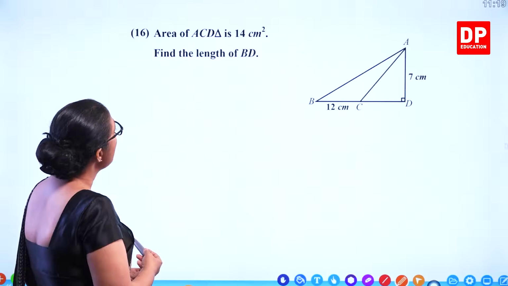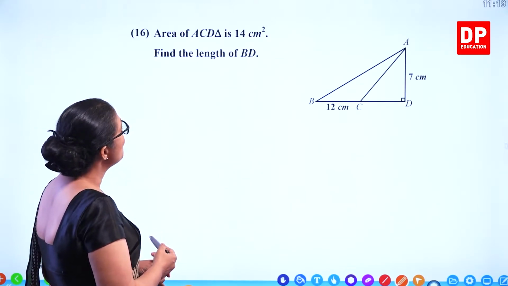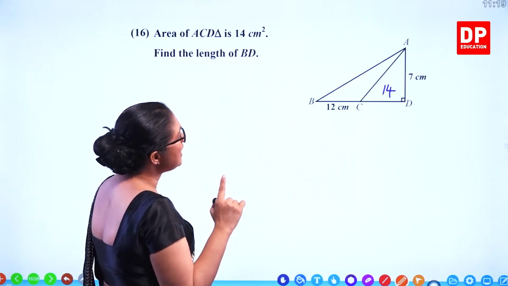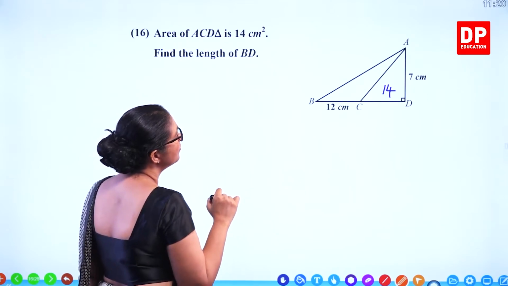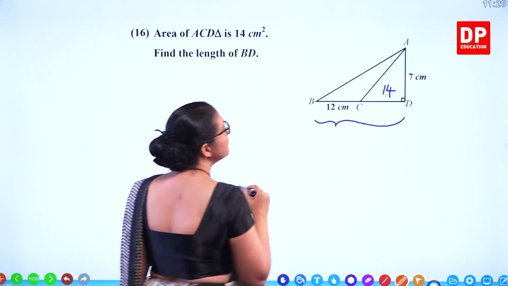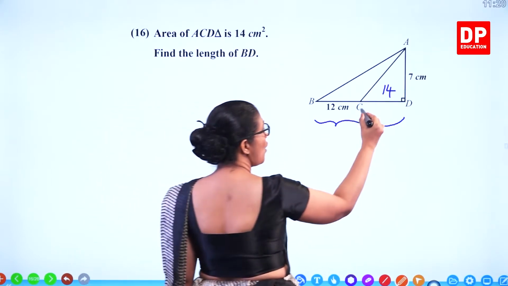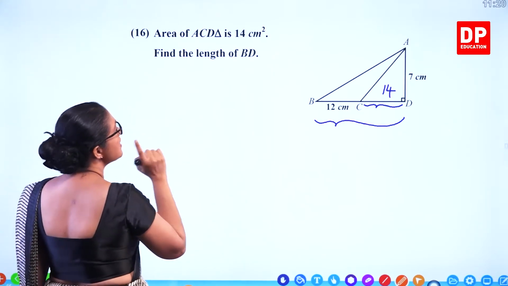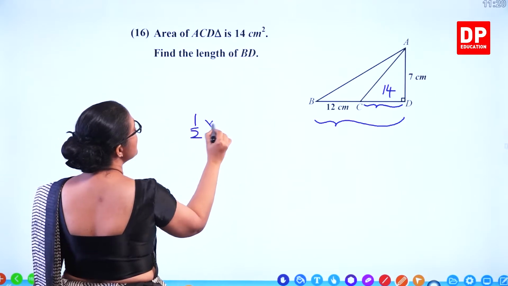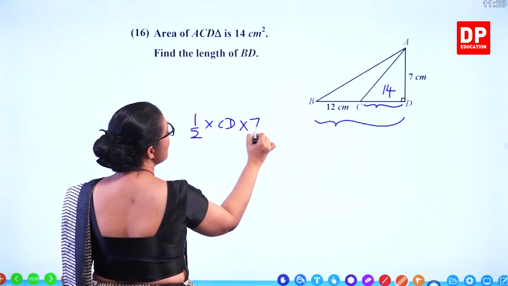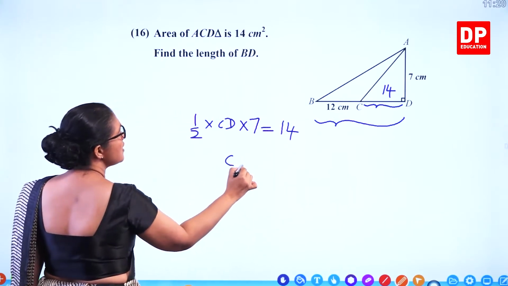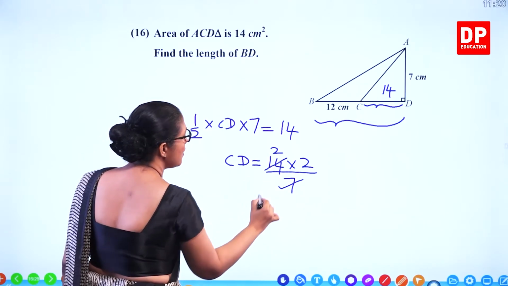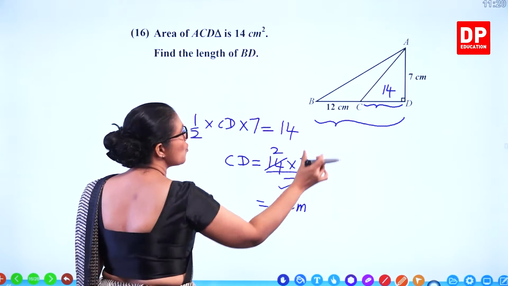Question number 16. Area of ACD is 14 square centimeters. So this is 14. Find the length of BD. So you need to find out this length. Here we can first find out the CD length. We know the area of the ACD triangle is 14. So half times CD as the base into 7 is equal to 14. So what is the CD length? 14 multiplied by 2 divided by 7. You get 4 centimeters. So this is 4.